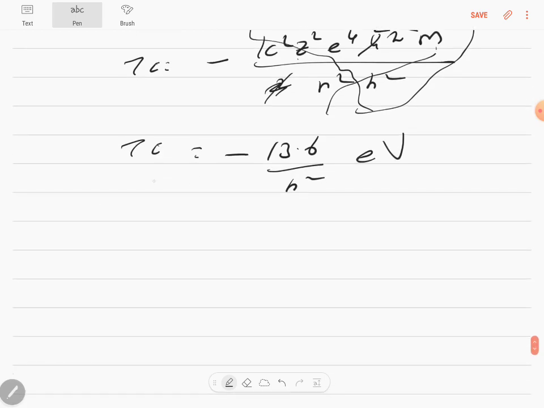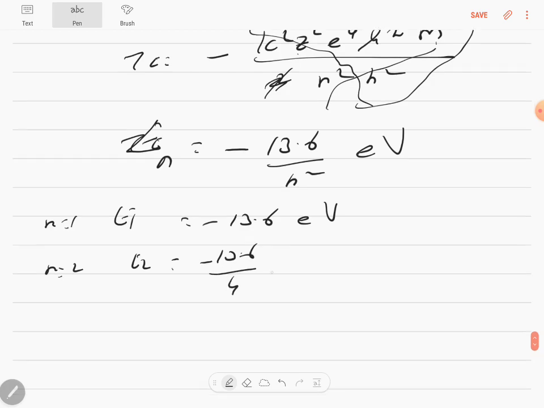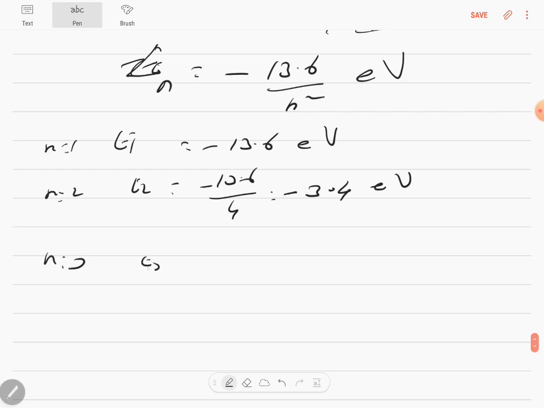So let's consider this as En. If E1 is the energy level for n equal to 1, the first orbit, it will be minus 13.6 electron volt. n equal to 2 will be E2, which is minus 13.6 by 4. 4 3s are 12, 4 4s are 16, so minus 3.4 electron volt. You need to memorize all these values. n equal to 3 is E3, which is minus 13.6 by 9. 9 1s are 9, 9 5s are 45. So approximately minus 1.5 electron volt.